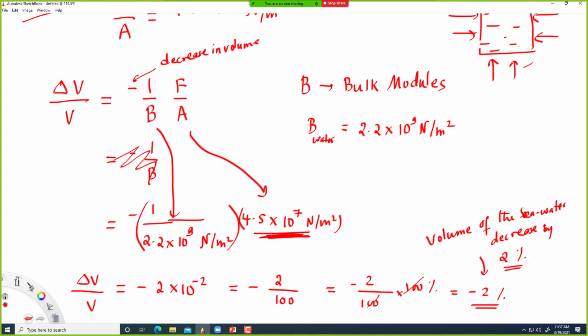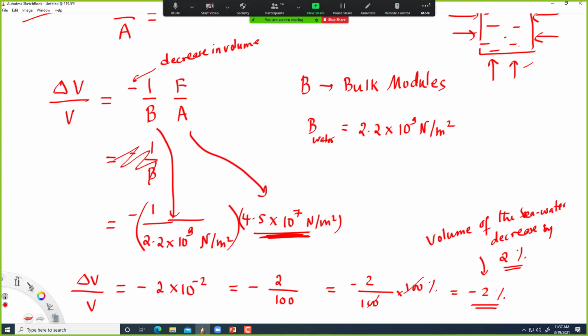Okay, so that's worksheet 11, and that ends our chapter 7. So now let's talk about chapter 8. Chapter 8 is about work, energy, and power.